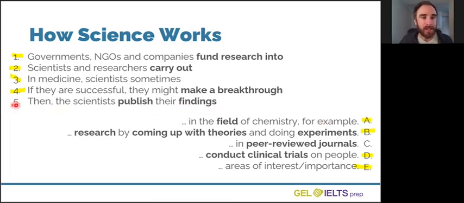So number 5, we could say that then the scientists publish their findings in peer-reviewed journals. Findings is a noun and it means the things they have discovered, the results of their experiment. They publish these in scientific journals, which are peer-reviewed. If something is peer-reviewed, it means other scientists can read it and test it themselves and say, yes, this is good science, or no, this was a badly conducted experiment. You need to do it again. So peer-reviewed means checked by other scientists.